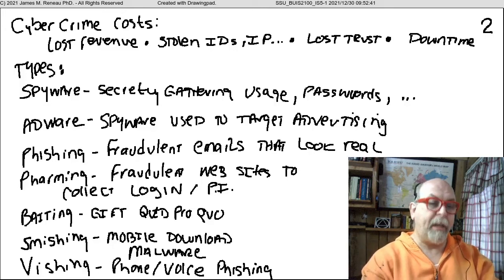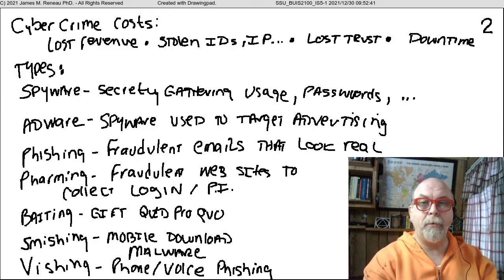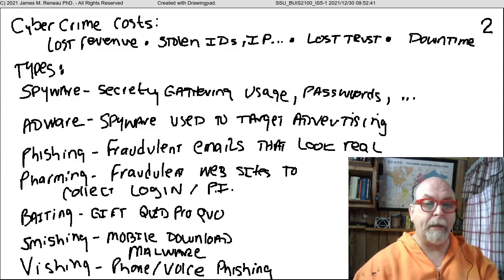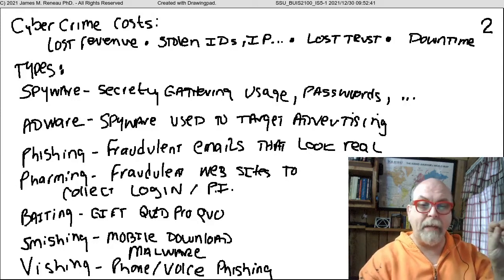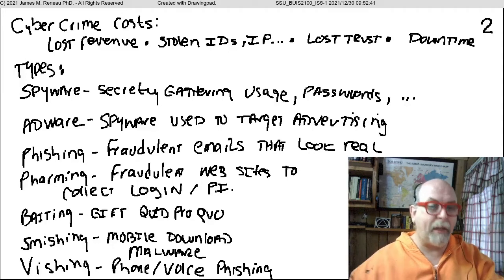And vishing is using phones and voice to do the phishing attacks. Basically calling somebody and trying to talk them into something. So there are lots of different vectors and lots of different attacks and lots of different things that people are trying, and different ways that you're being attacked.